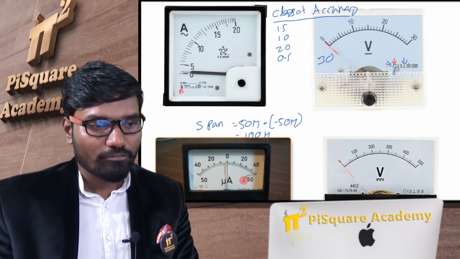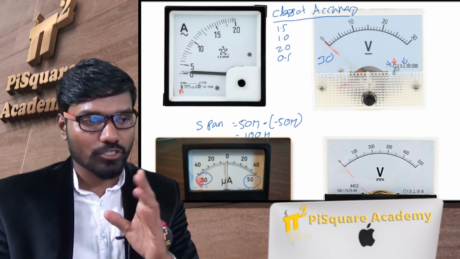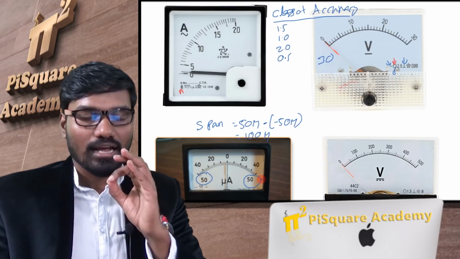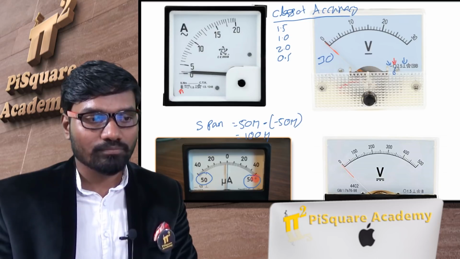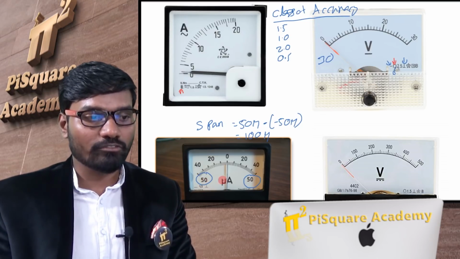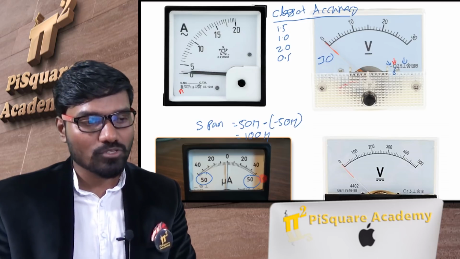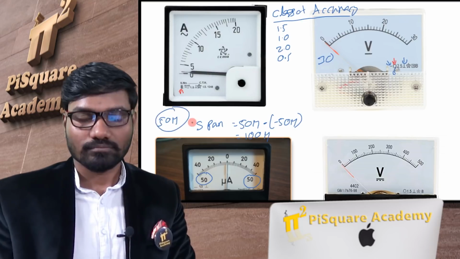Look at this, 50 micro and 50 micro, minus 50 of course, we take only the magnitude, 50 micro and 50 micro. I will not take the entire span, I will not take the full scale, I will take these also 50, these also 50. Which one is higher? Both are the same, so I can take any 50. So with respect to 50 micro.